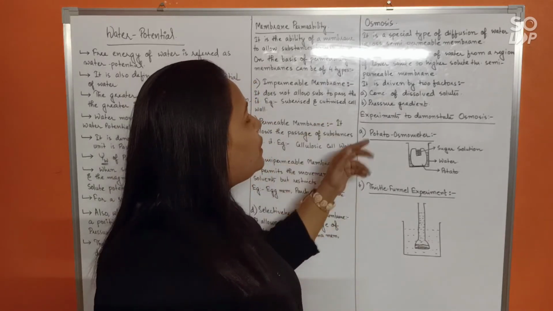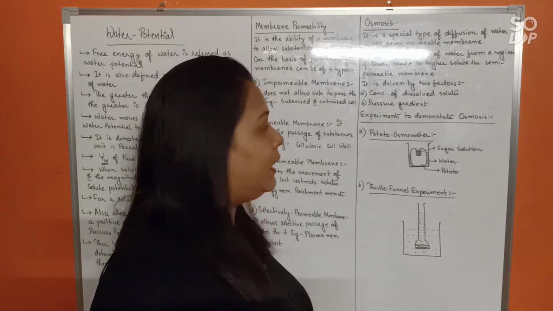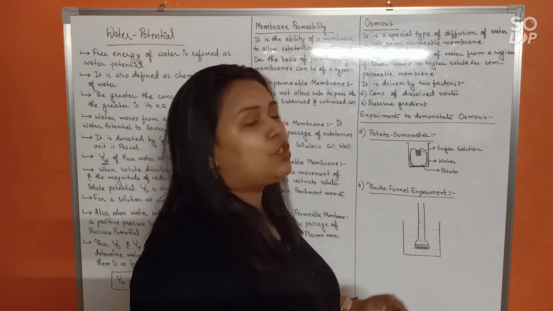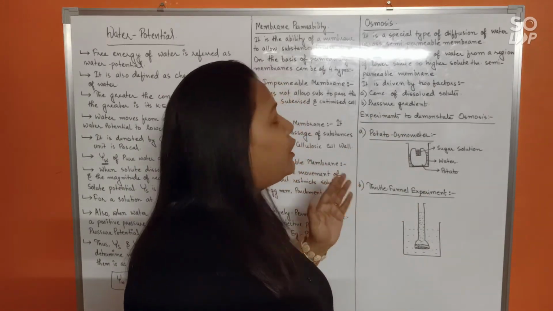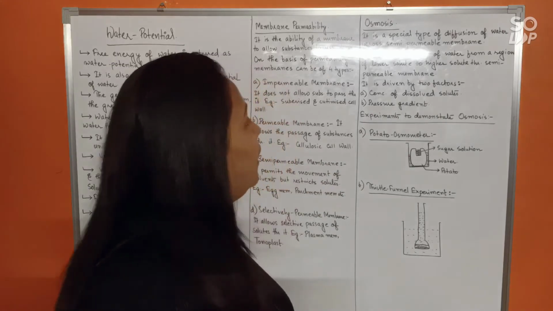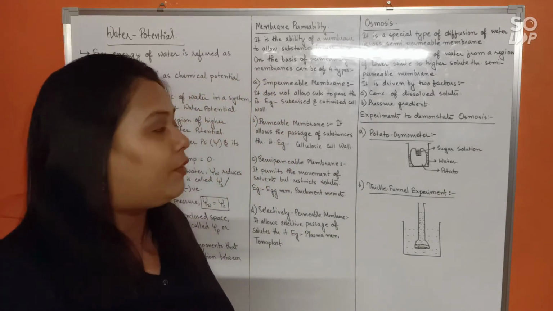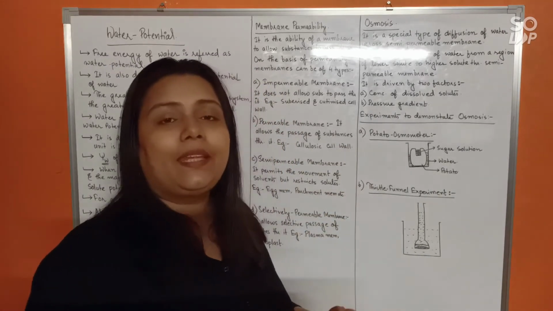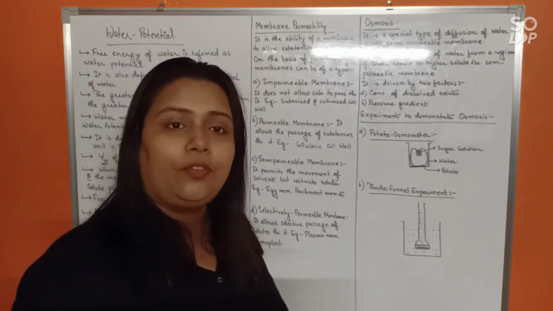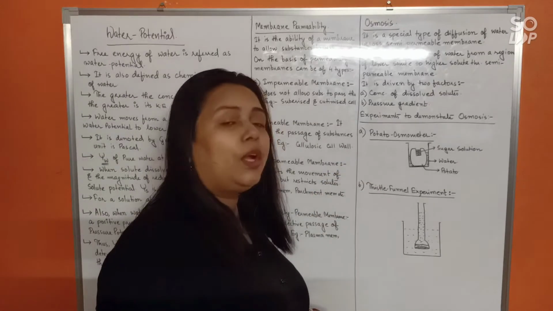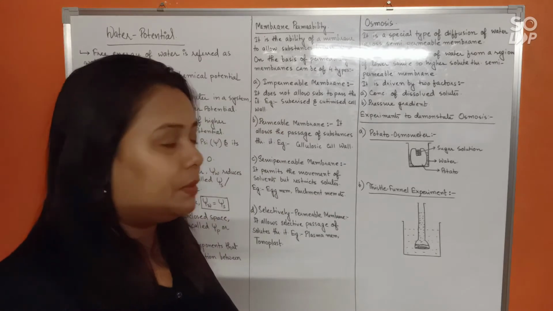Now, osmosis is driven by two factors mainly. First is concentration of dissolved solutes and second is pressure gradient. Alright. Now, let us see a few important experiments that can demonstrate osmosis. The first is a very simple one called the potato osmometer experiment.